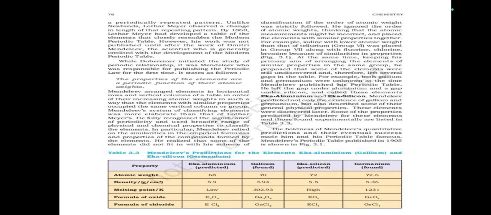Some of the properties predicted by Mendeleev for these elements and those found experimentally are listed in Table 3.3. Table 3.3: Mendeleev's predictions for the elements Eka-aluminum (gallium) and Eka-silicon (germanium): atomic weight, density, melting point, formula of oxide, formula of chloride. The boldness of Mendeleev's quantitative predictions and their eventual success made him and his periodic table famous. Mendeleev's periodic table, published in 1905, is now shown in Figure 3.1.